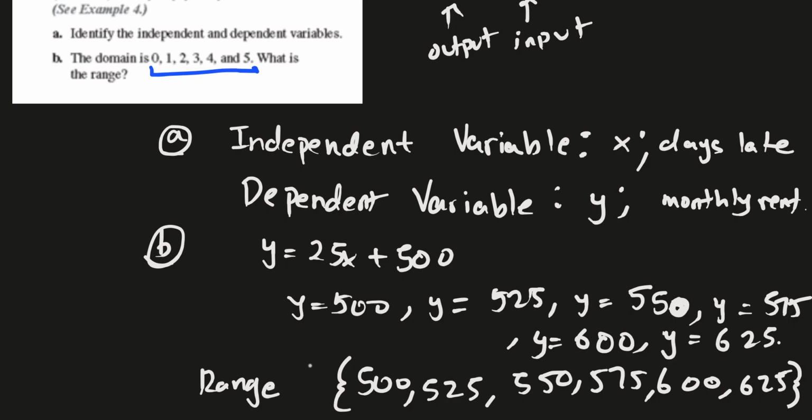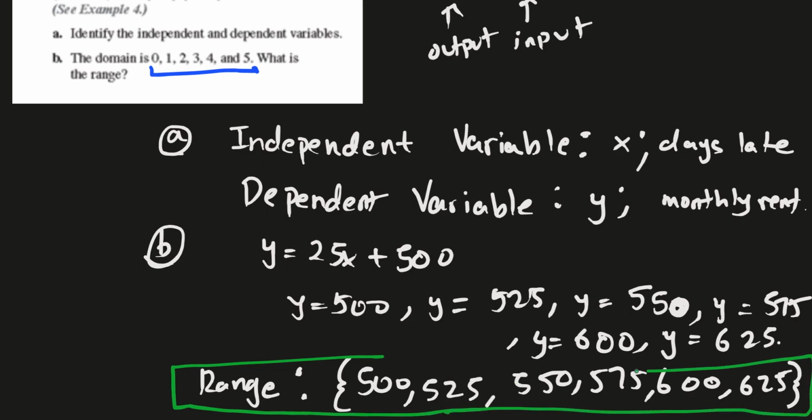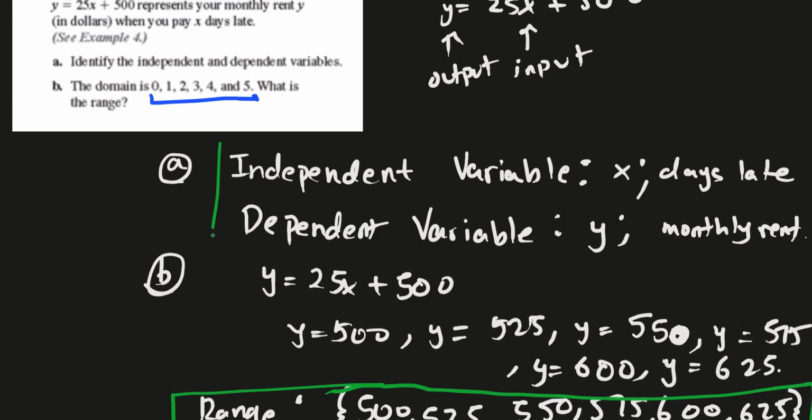So the domain is that. What is the range? This is the range. And you can box in your answer if this was on a test or on a homework assignment or something like that. And then these are the independent and the dependent variables.